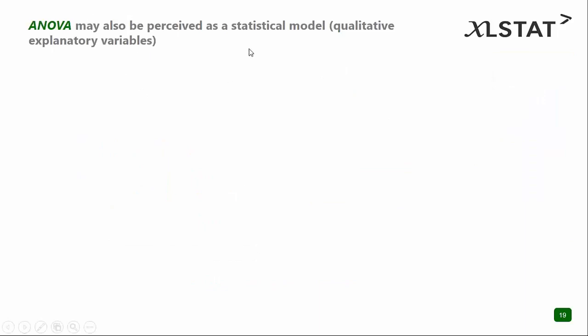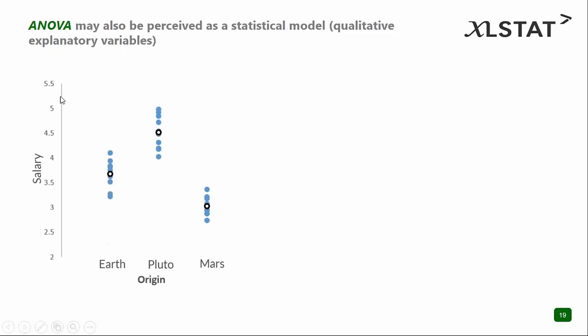Now let me tell you something funny. ANOVA may also be perceived as a statistical model. The only difference with regression is that the explanatory variables, so the variable on the x-axis, are qualitative. Here's an example. If you took the salary of our clients according to their origin, so clients from Earth, clients from Pluto, and clients from Mars. The origin is a qualitative explanatory variable, and thus we can apply an ANOVA model to think about salary. The white bubbles are the averages of each origin, and the blue dots are the data.